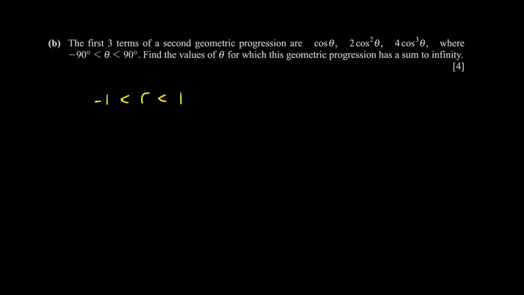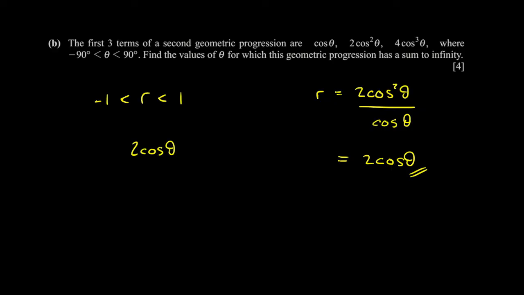Okay, so we want to find the values of theta where the common ratio is between -1 and +1. What is the common ratio going to be? Well, we can find the common ratio by taking any two terms and dividing through. So I can take the second term and divide it by the first. And if I do that, I just get 2 cos theta. So the common ratio is 2 cos theta. So what do I actually require? I require that 2 cos theta must be between 1 and -1. And that means that cos theta must be between 1/2 and -1/2. So basically I want to find the values of theta such that cos theta is between -1/2 and +1/2.